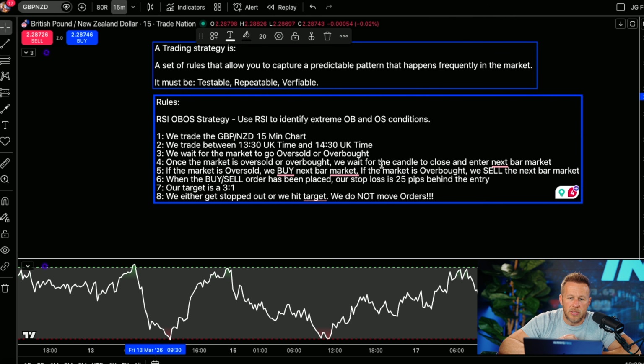Once the market's overbought or oversold, wait for the candle to close. Don't enter before then. Enter next bar market. If the market's oversold, we buy the next bar market. If the market's overbought, we sell the next bar market. When the buy or sell order's been placed, our stop loss is 25 pips behind the entry, and our target is a 3 to 1.